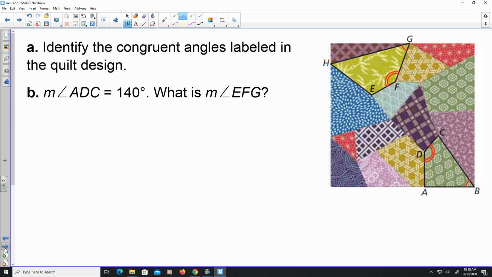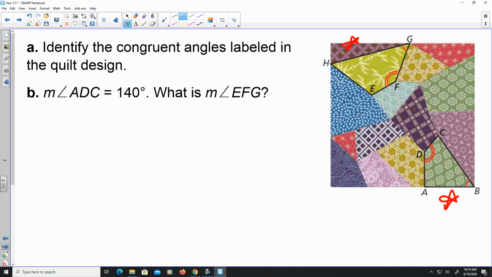Here it says identifying the congruent angles labeled in the quilt design. So if you look here, we have two distinct shapes with vertex points. We have a polygon EFGH, which is right here, and we have a polygon ABCD, which is right over here.